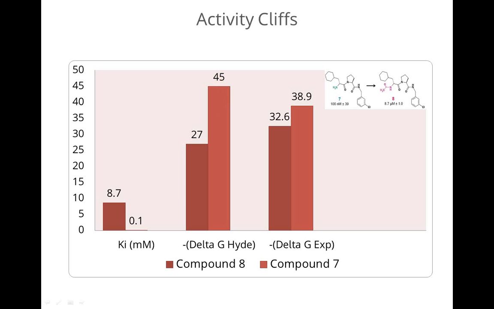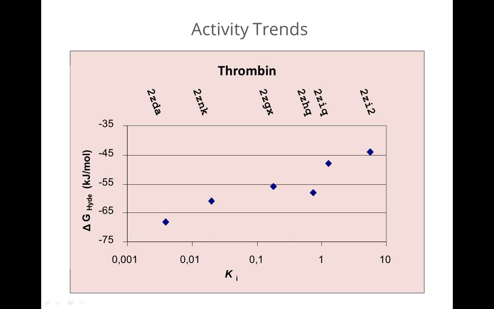It's really the trend. Speaking of trend, activity trends can also be calculated by HYDE. And this is an example for thrombin here where the data comes from the same lab. All have been measured in the same lab. The crystal structures have been made in the same lab, and also the measurements for Ki. And as you can see here, there's a nice trend for these different complexes for thrombin that HYDE actually picks up very, very nicely. That's not always the case.